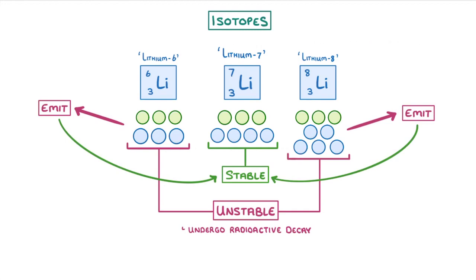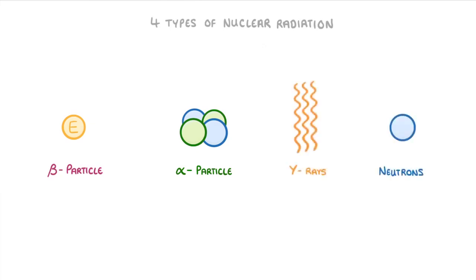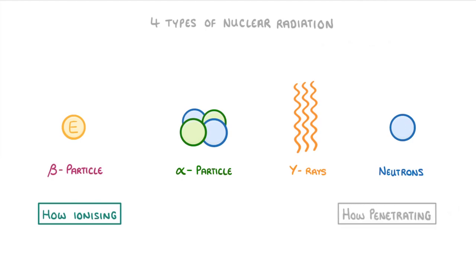So when we say that a material is radioactive, all we mean is that it consists of unstable isotopes that can decay. In this video, we're going to take a closer look at the four types of nuclear radiation, namely alpha particles, beta particles, gamma rays, and neutrons. And we'll cover how ionizing and how penetrating each of them are.